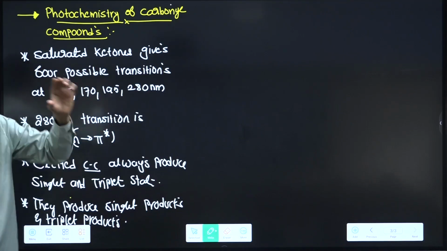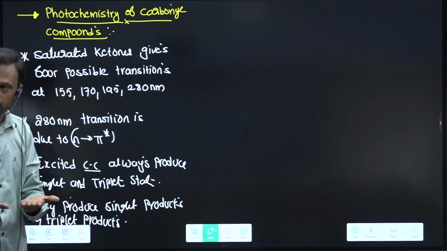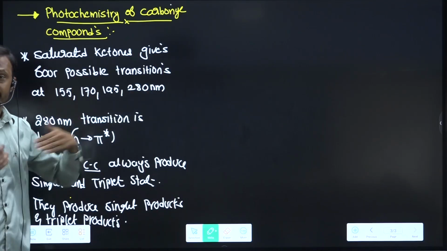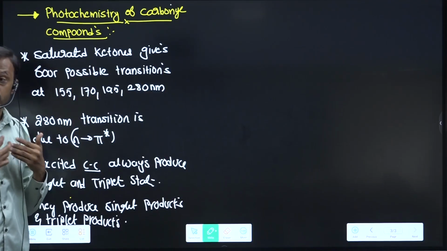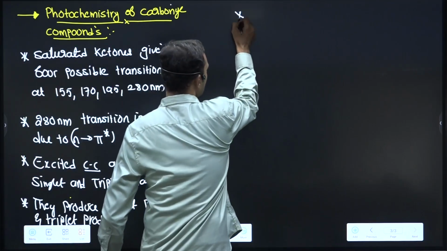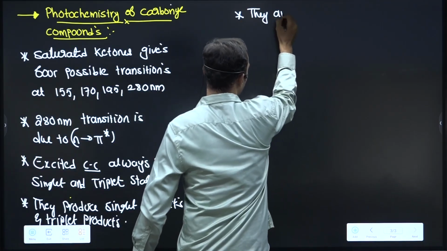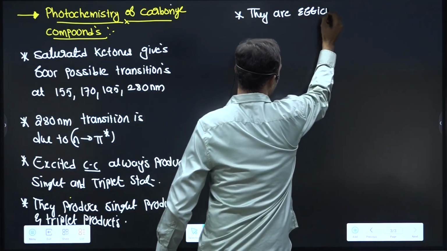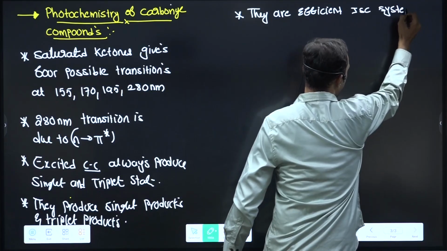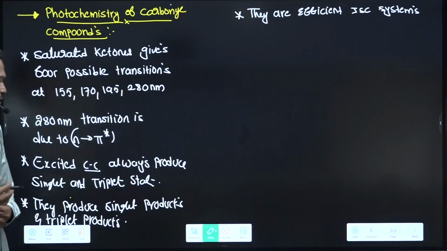Today in the starting of class I explained carbonyl compound ISC. Itself it is giving a triplet product, and itself it is responsible to generate a triplet of the other partner. It acts as a triplet sensitizer. Itself it is participating in the chemical reaction. That is the advantage. So the final statement is they are efficient ISC systems, and that's why many photochemical reactions are known.